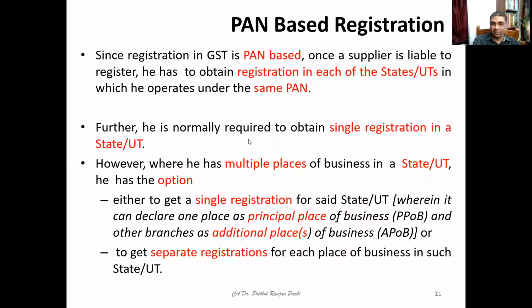Once again, I am showing you the slide. Now, read it carefully. If he is having multiple places of business, normally one can go for single registration, but if he is having multiple places of business in a state or in a union territory, he has the option either to get a single registration or get separate registration for each place of business in such state or union territory. Is it clear?